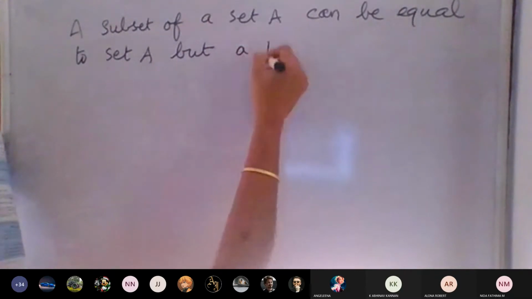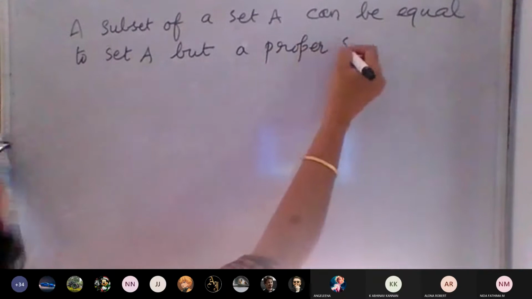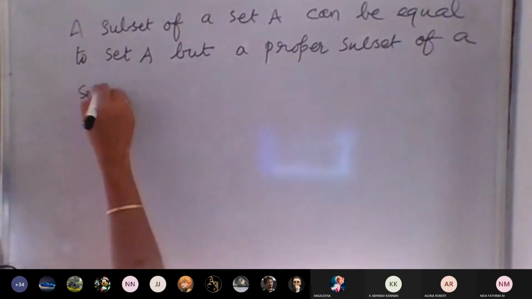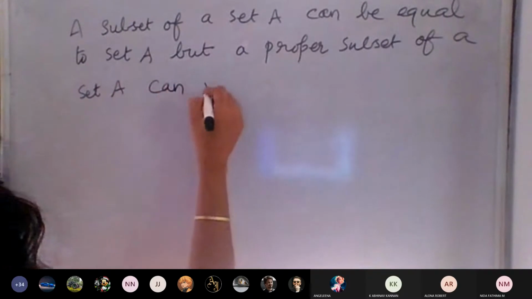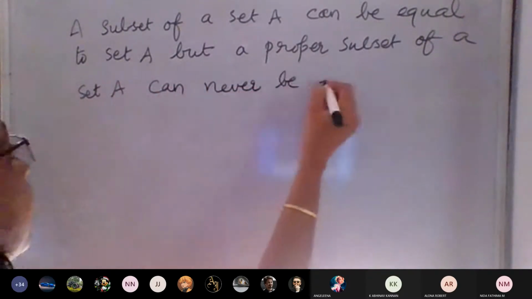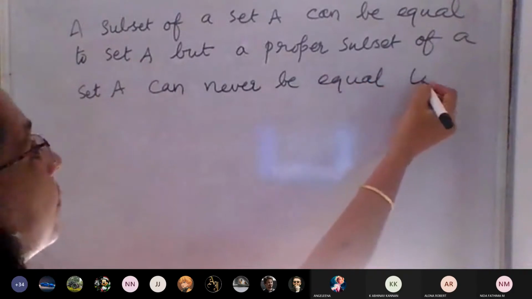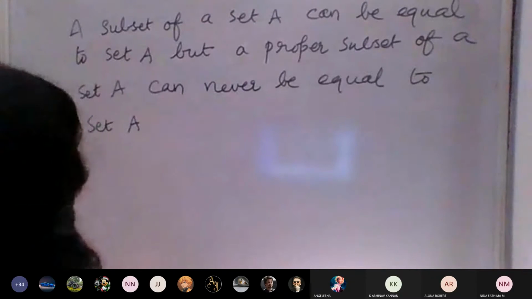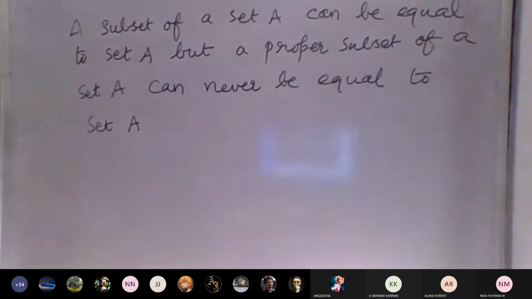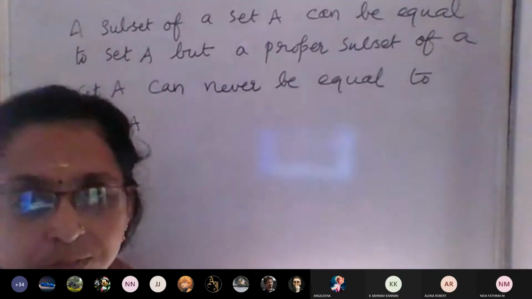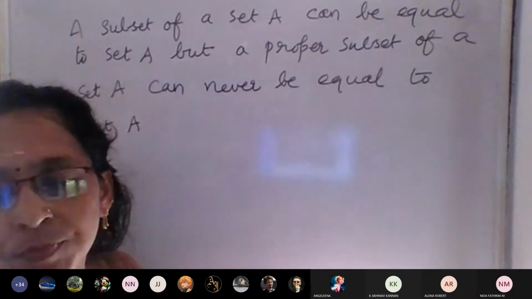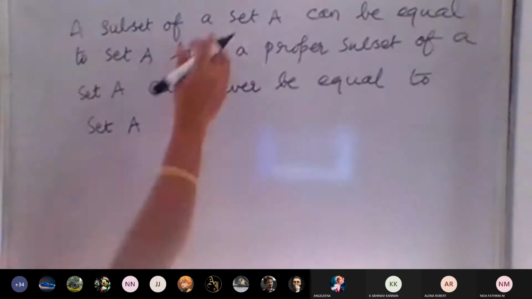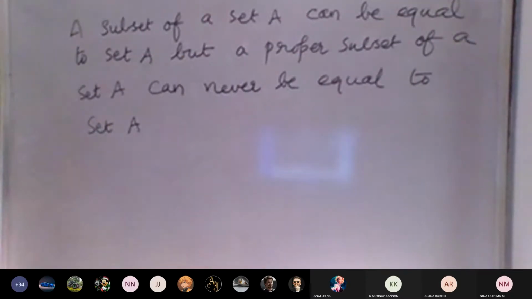But a proper subset of a set A can never be equal to set A. That is the difference between a subset and a proper subset. Proper subset means that A should not be there. In subset means A will be there. Got the difference between the two?